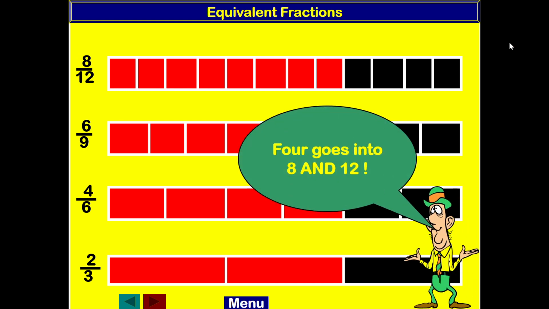4 goes into 8 and 12. So 4 is the highest common factor for 8 and 12. So we can divide 8 by 4, it gives you 2, and 12 divided by 4 gives you 3. And 3 goes into 6 and 9, so we can divide 6 and 9 by 3, and it gives you 2/3.